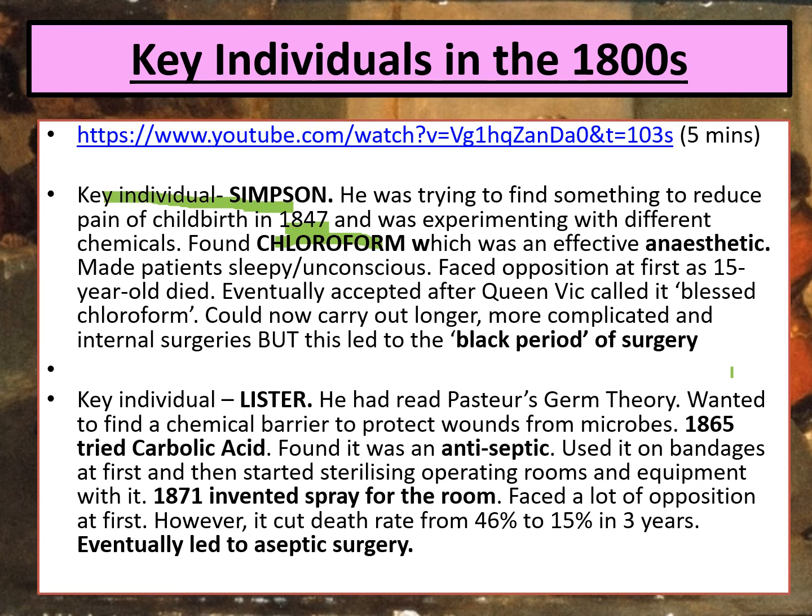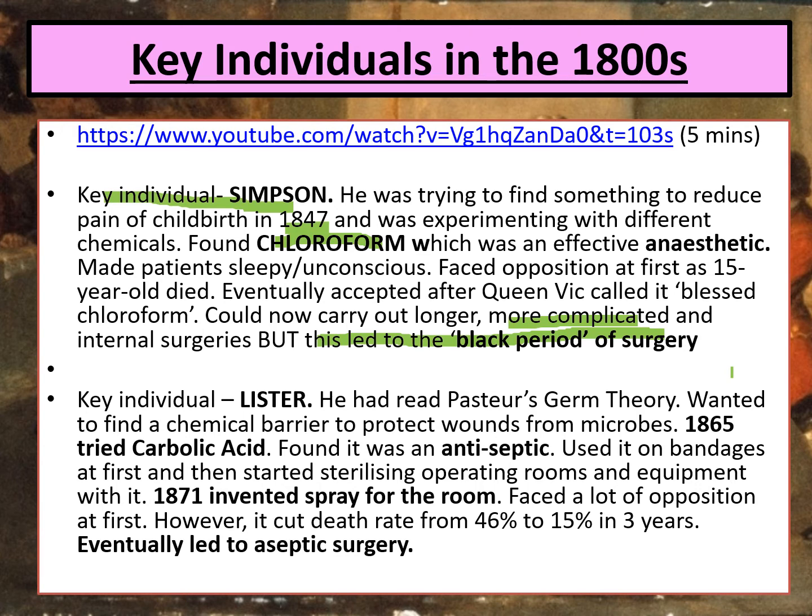However, it did cause problems as well. Because they didn't yet know about germs, they carried out these more complicated internal surgeries, but then more people died as infections were driven into the body. So we sometimes talk about this being the so-called black period of surgery, because essentially in the short term, it led to more deaths because they were carrying out that more complicated surgery. So that's the first individual you need to know of, Simpson.